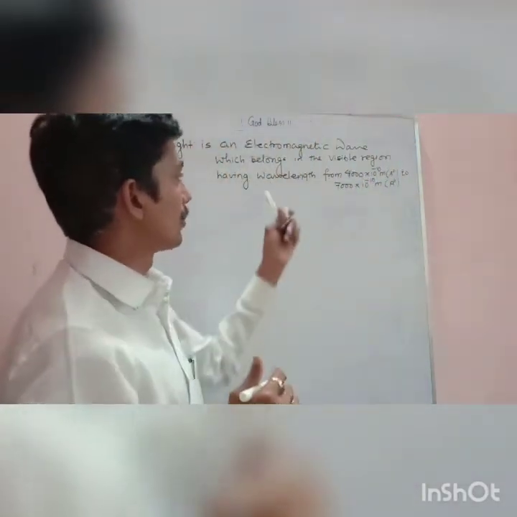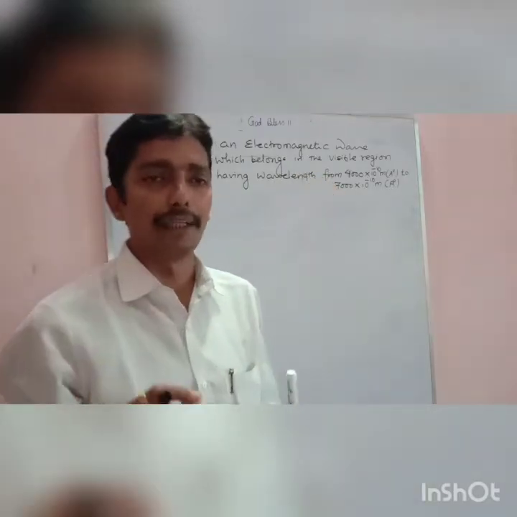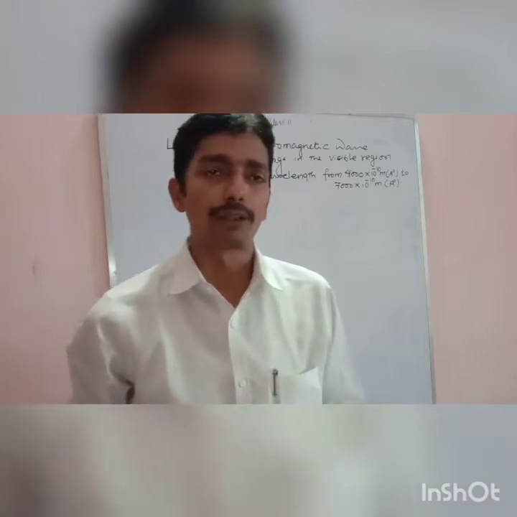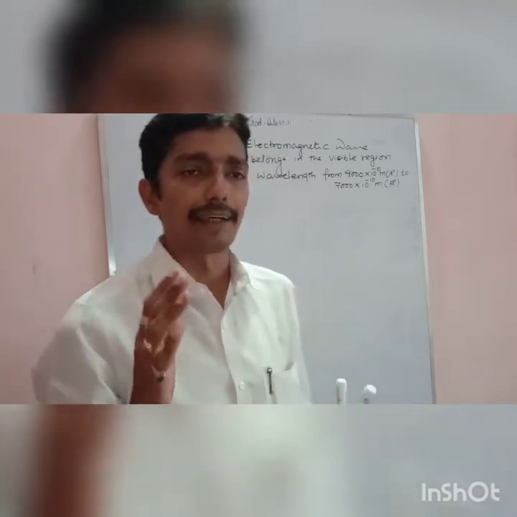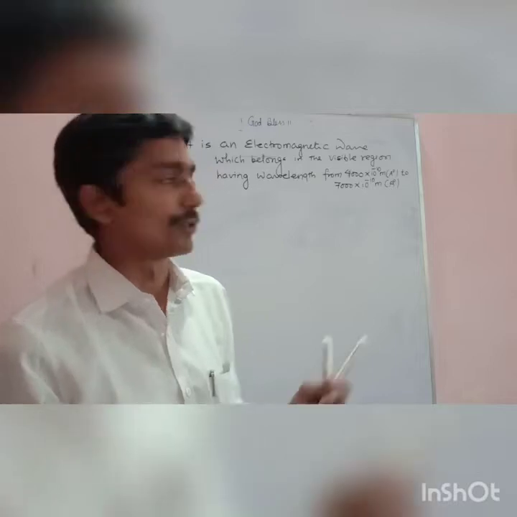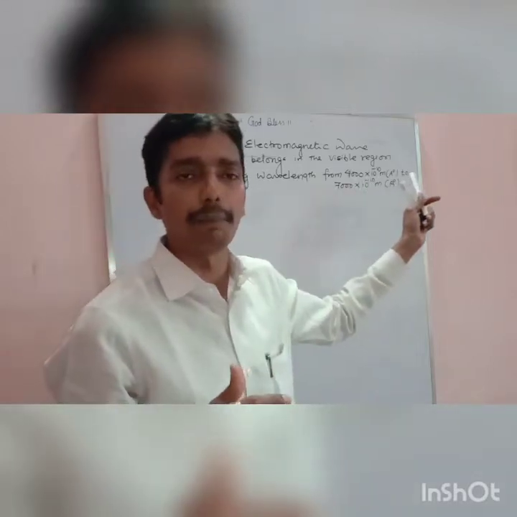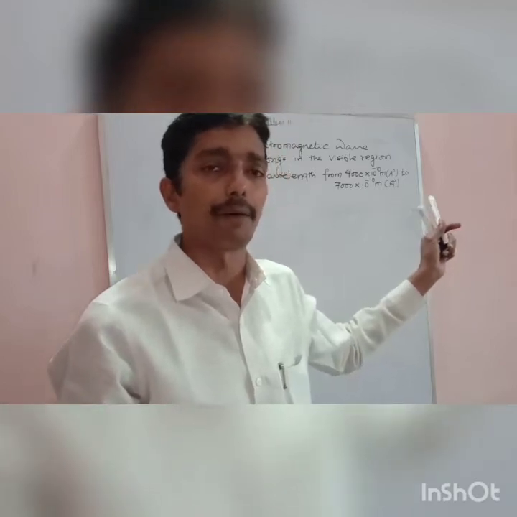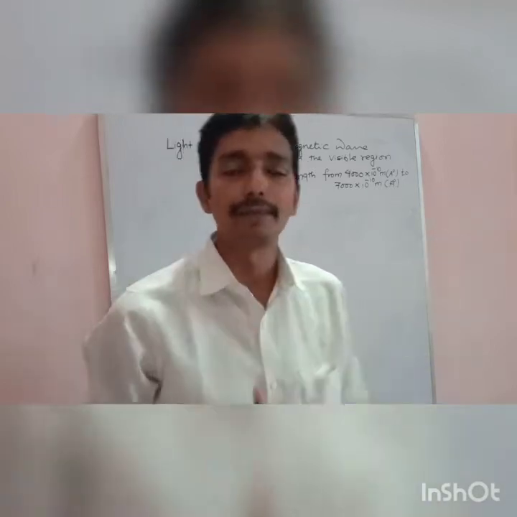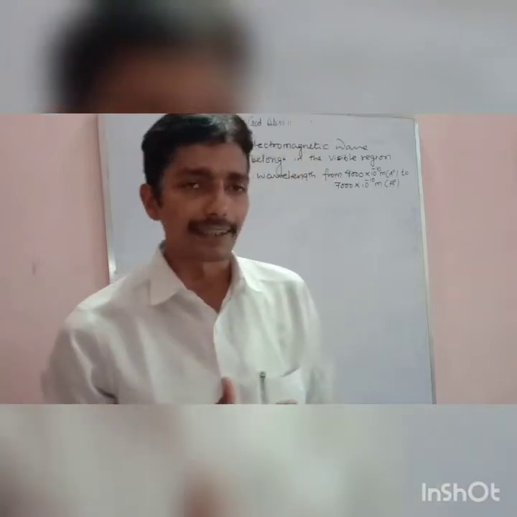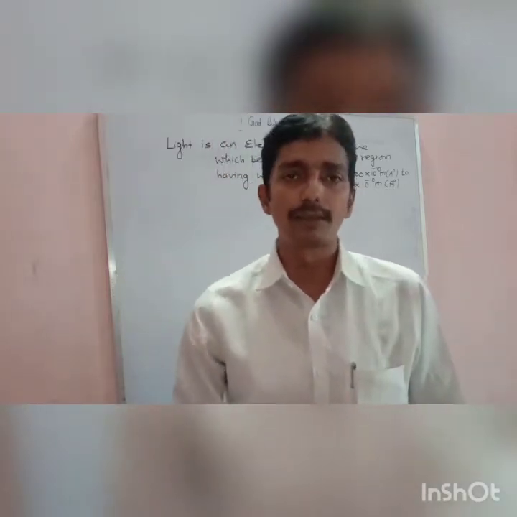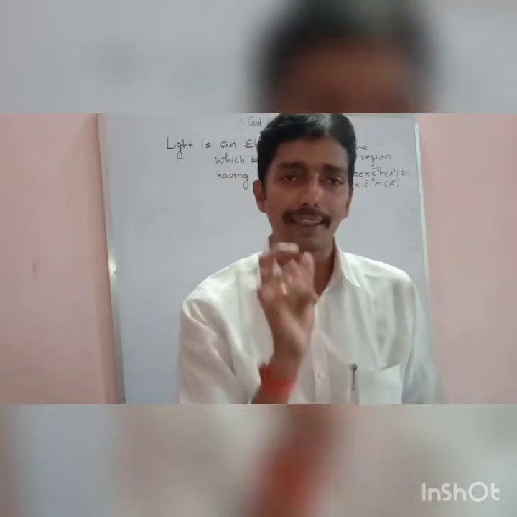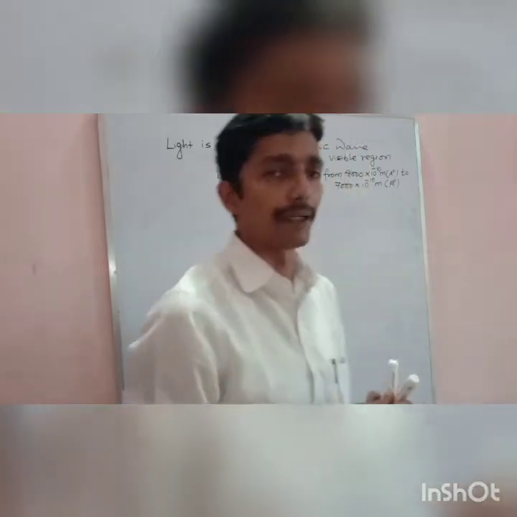Now my dear, this was my last statement in my last video: light is an electromagnetic wave. It belongs to the visible region and the range of the wavelength in this region was 4,000 into 10 power minus 10 meter, that is 4,000 Angstrom, to 7,000 into 10 power minus 10 meter or 7,000 Angstrom. Why have I written this line once again in this video? Because this is the point which will make us understand the distinction between ray optics and wave optics. Look at it.